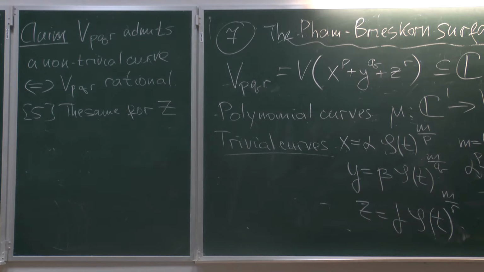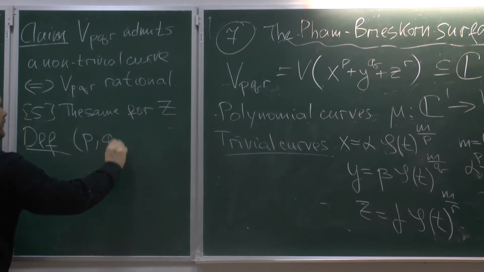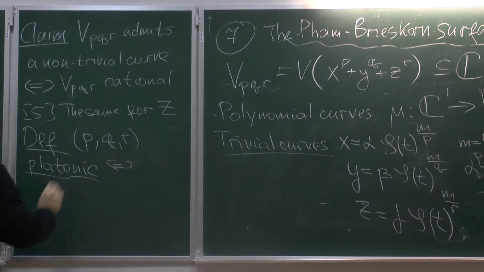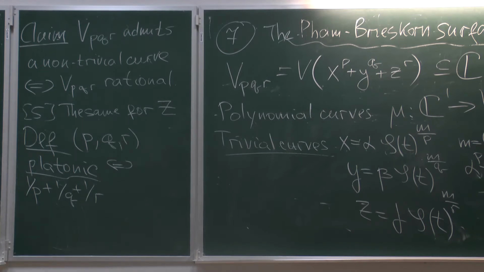And one more claim in this direction, really beautiful, coming from the 19th century, is the following one. Definition. Let me say that a triple (P, Q, R) is Platonic if I have the classical inequality: 1 over P plus 1 over Q plus 1 over R is greater than 1.